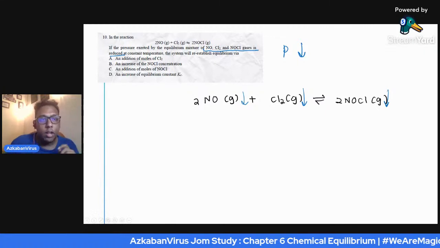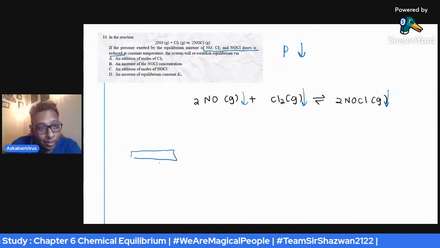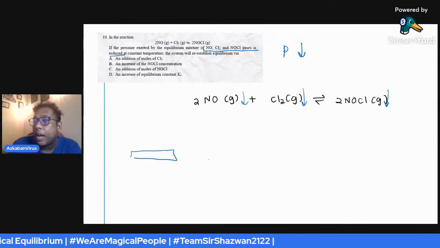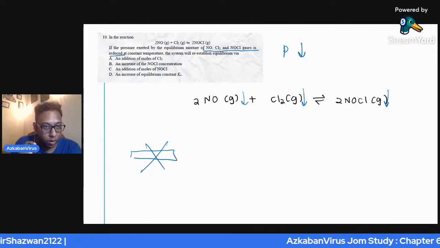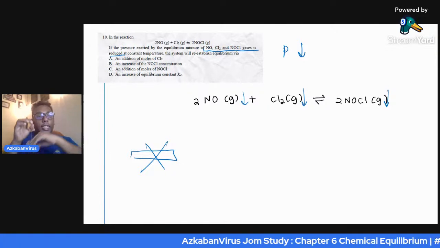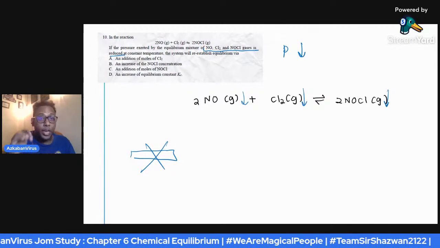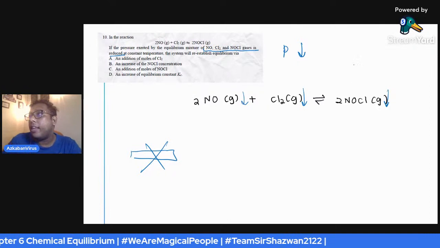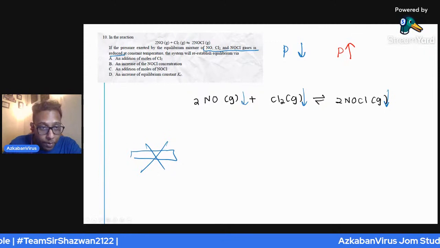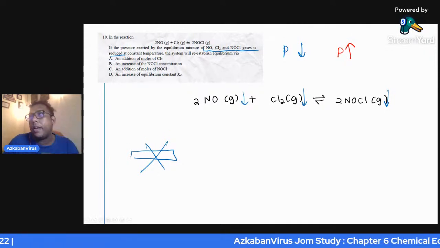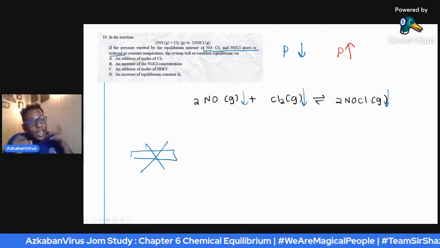Bila pressure jatuh, bermaksud kita dah kacau sistem in equilibrium. Sistem tu asalnya dia balance, tetapi sekarang ni pressure dia jatuh, so dia tidak balance lagi. So, bila dia tak balance, apa dia buat? According to Le Chatelier principle, bila satu sistem tu in equilibrium dan kita kacau dia punya equilibrium, dia akan lawan balik pengacau tu. Cara dia nak lawan, dia akan tingkatkan pressure. Disturbance dia kurangkan pressure. So cara dia nak lawan, dia kena tingkatkan pressure.